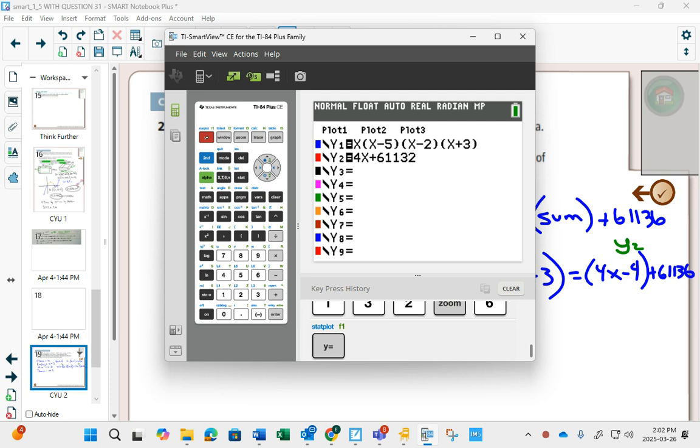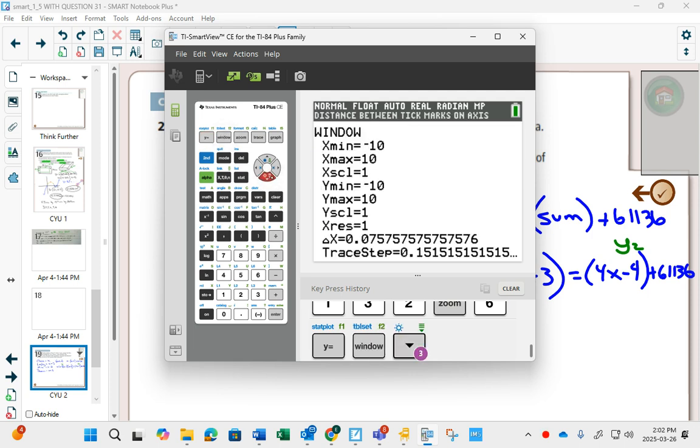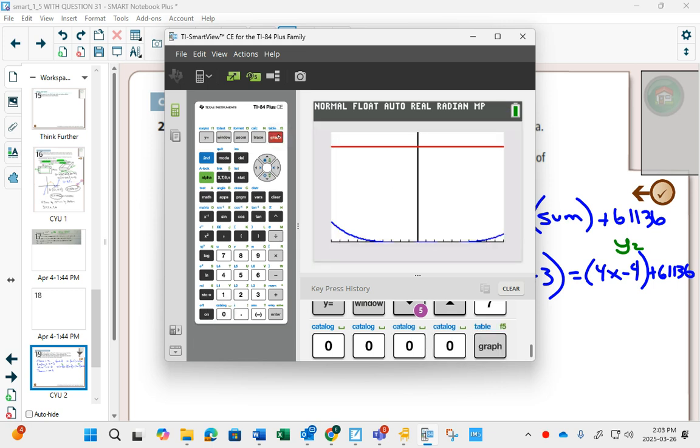Okay? So, I'm going to go to my window. I need to see at least 61,132. Maybe I'll go up to 70,000. Do I see my red graph? Yes. Do I see my blue graph? Yes. Do they intersect on my screen? No. Okay. Looks like they'll intersect to the left and to the right.